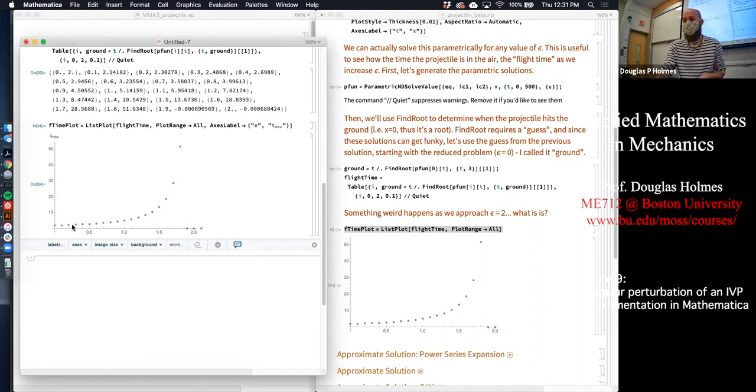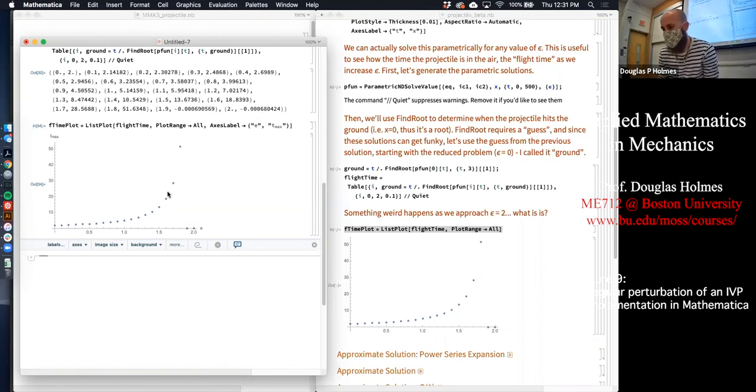As epsilon goes up, it slowly increases and then really rapidly increases. And here's the nonlinearity coming in. It's basically saying as epsilon gets larger and larger, as the initial velocity gets faster and faster, the amount of time that the ball is sitting up in the air before it comes back down goes up to larger and larger values, to the point where everything blows up.